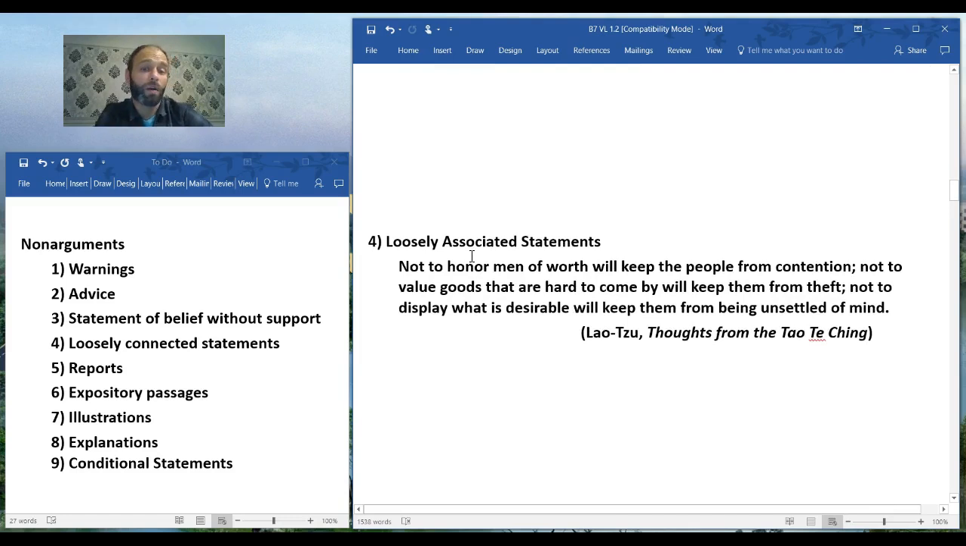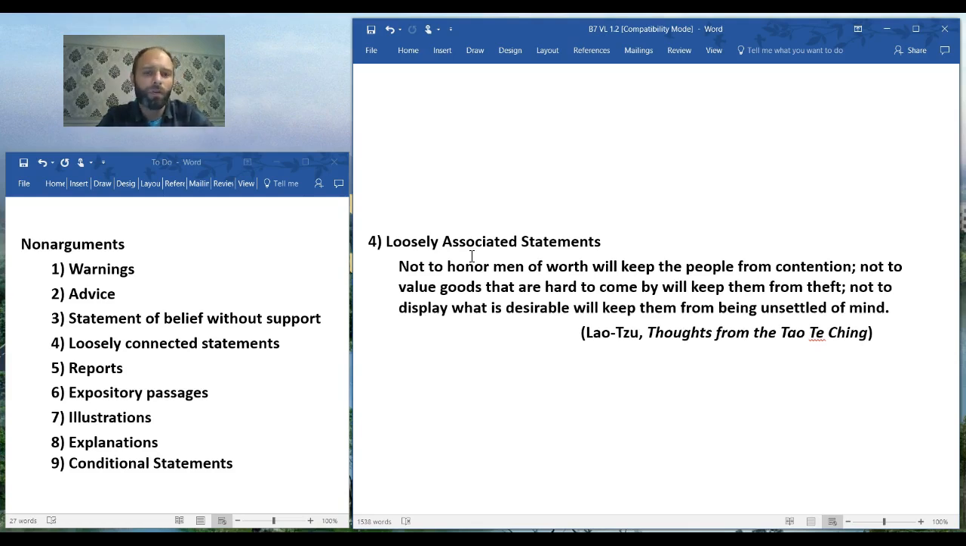The fourth kind of non-argument is loosely associated statements. So here's one from Lao Tzu. Not to honor men of worth will keep the people from contention. Not to value goods that are hard to come by will keep them from theft. Not to display what is desirable will keep them from being unsettled of mind. So here Lao Tzu is talking about ways you can treat people and how they'll react. So three different strategies you might try for treating people and three different ways that they'll react.